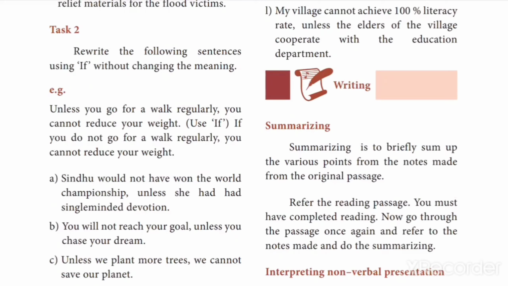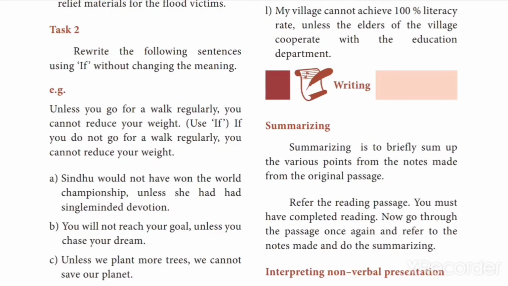So, unless is equal to if not. You can replace unless with the if, then in the if clause we should convert the verb into a negative one using not. And when we introduce not there, you should use the proper conjugation. We have seen many conjugations in tense forms, so we should go for the right one.